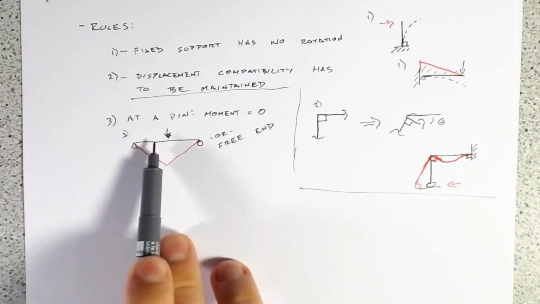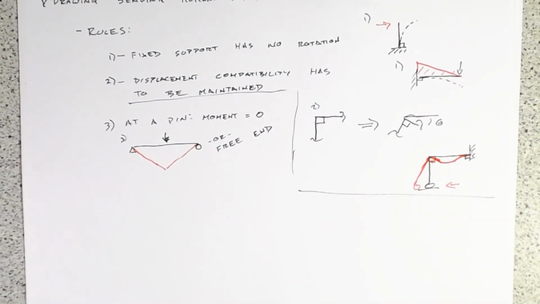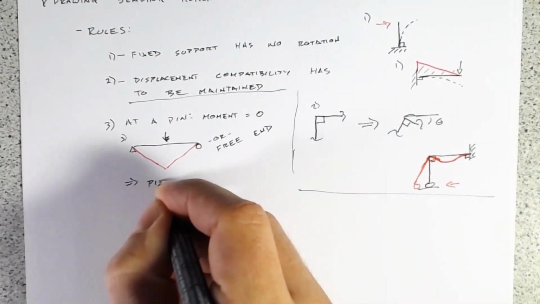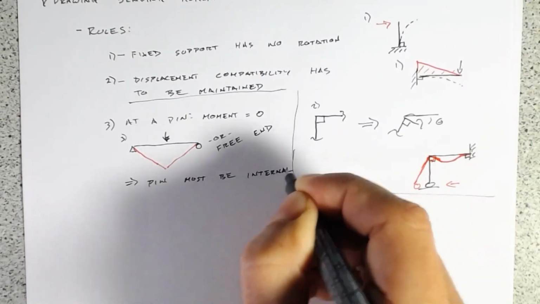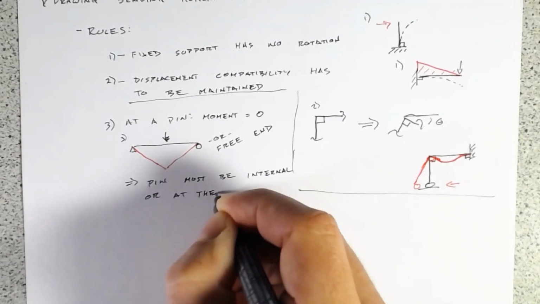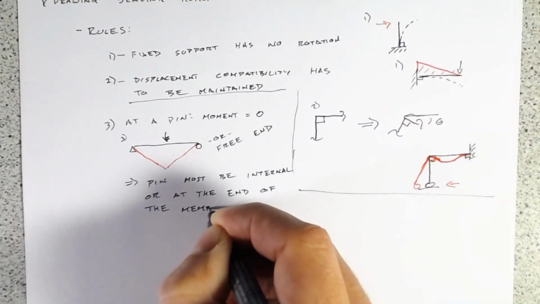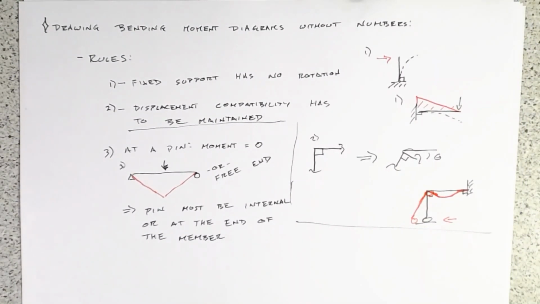Now, if we had a pin support somewhere in the middle here, remember the beam is continuous over there. So just because there's the presence of a pin, that doesn't mean the moment is 0. So the caveat is the pin must be internal or at the end of the member. All right. So again, this is consistent with what you've already learned. A lot of these rules are really just a reiteration of how you've already learned how to do bending moment diagrams. You might not have thought of them explicitly, but that's really all they are.